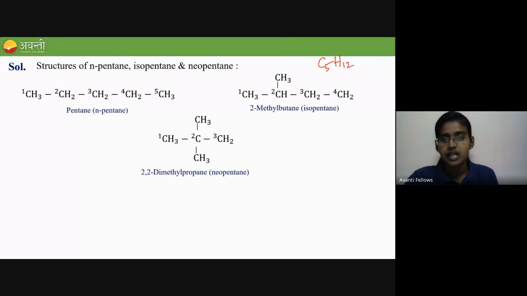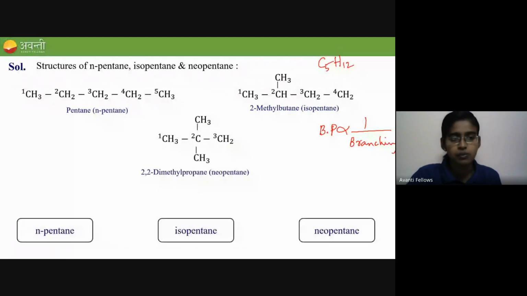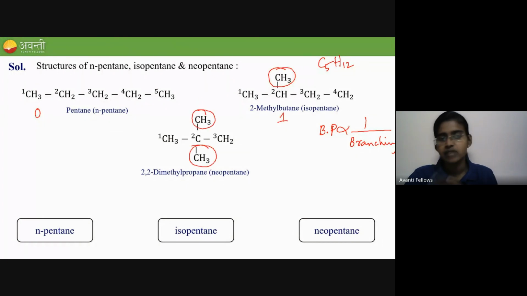So if the molecular masses are same, then which relation you have to use? Branching relation, right? So the boiling point is inversely proportional to branching. So this relation only you are going to use. The compound which is having the very least branching will have the highest boiling point. So among these three compounds, n-pentane is having 0 branch and 2-methylbutane is having 1 branch and the last compound is having 2 branch. To the parent chain, we have 2 branches. So n-pentane will have the highest boiling point value, then your second compound, then your third compound. Clear for all?